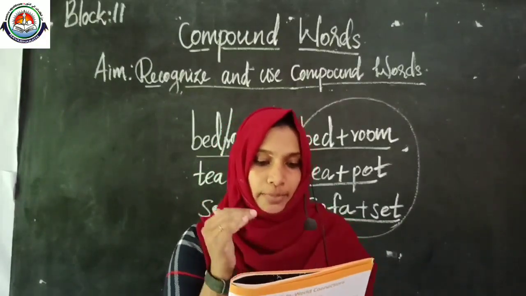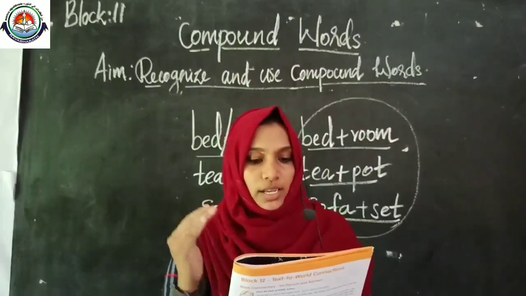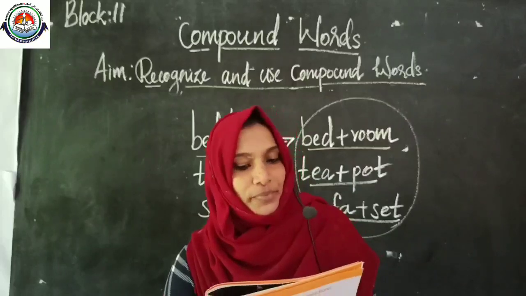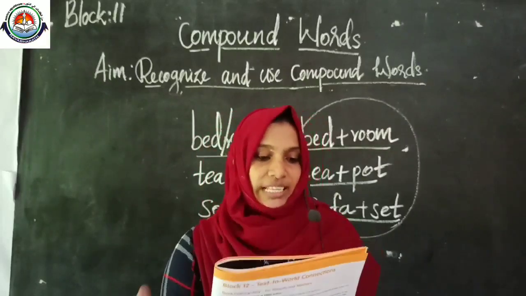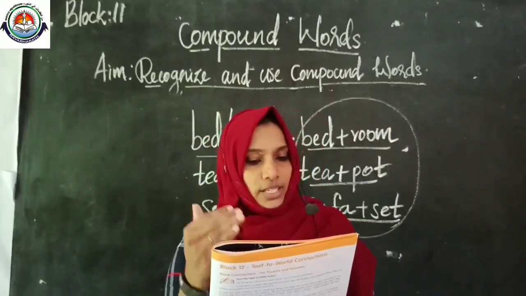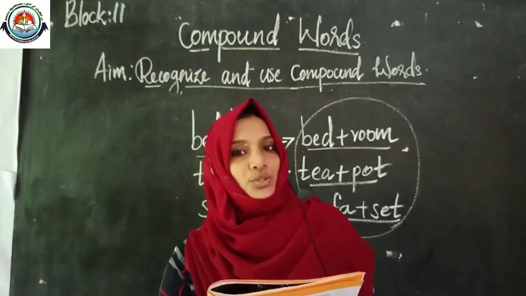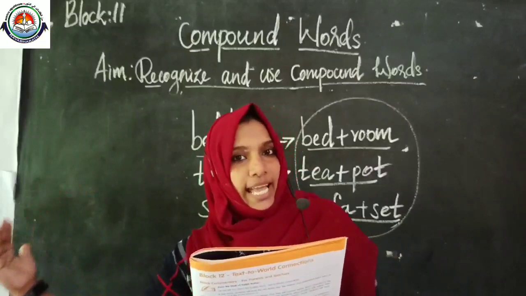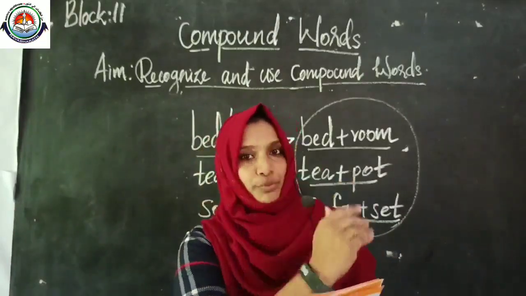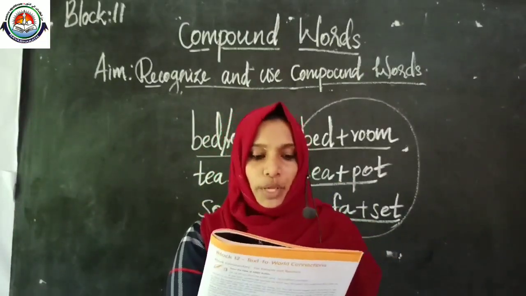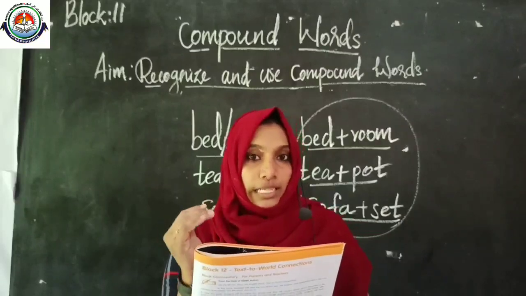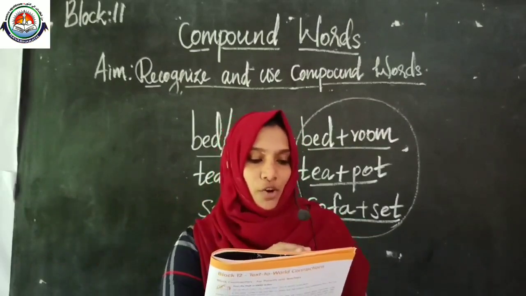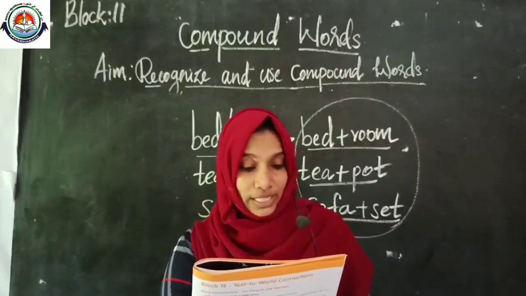Then the vegetables were cooked in sunflower oil. So what is the compound word? It is sunflower. Then see, this weekend we'll go out to eat. It is week plus end, means the end of the week. Then D, we eat popcorn at the movies. Pop plus corn.